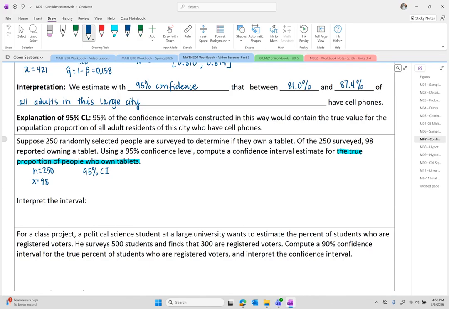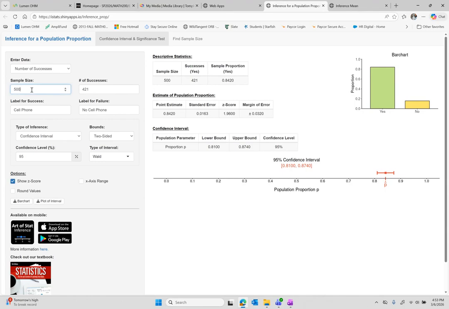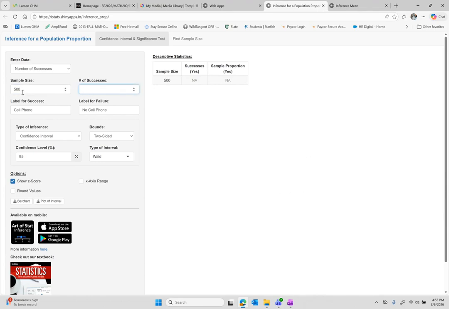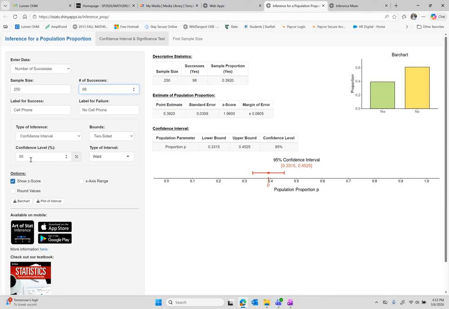So I'm going to go in my app, and I will enter the sample size. Actually, we have to delete this first. I will enter the sample size of 250. The reason I had to delete the number of successes was that the number of successes was 421, which is larger than 250. So then here I will enter 98, and we are looking for a 95% confidence level, and here is the interval: 0.3315 to 0.4525.